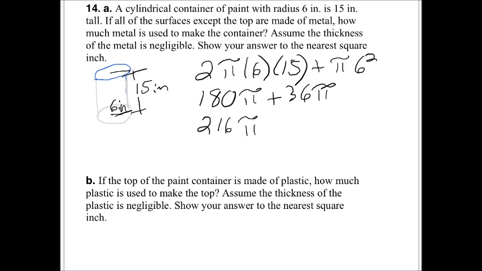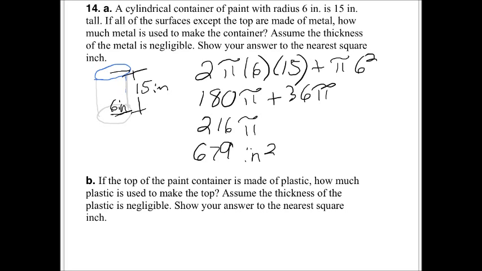Now it says to show your answer to the nearest square inch. So I'm going to use the pi button. So times pi. Don't use 3.14. Make sure you use that pi button. And that is 678.5. Well, the 0.5 is going to make it round up, so that would be 679. So that's 679 inches squared. So I need about 679 square inches of metal to make the paint can.